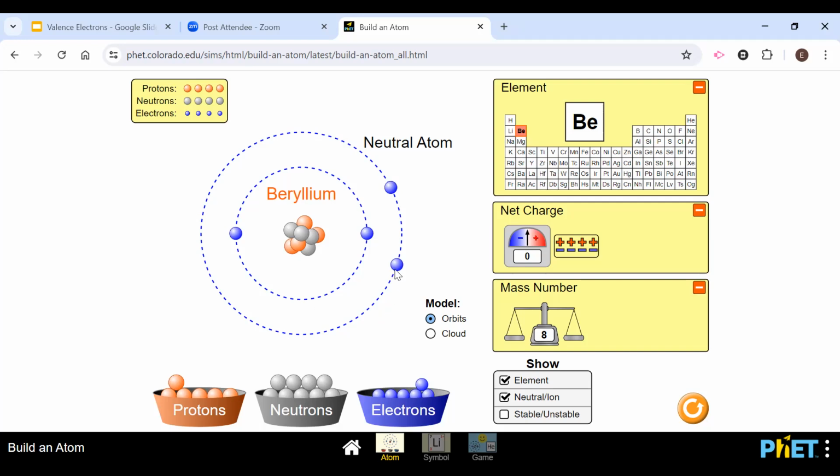If you want to draw a Bohr model, all you have to do is look up that element in the periodic table. In what period is that element? If the element is in period 1, it has energy level of 1. If it's in period 2, it has energy level of 2. Beryllium is in period 2, therefore it has energy level of 2. Hydrogen is in period 1, it has only 1 energy level. So it's important to understand that.